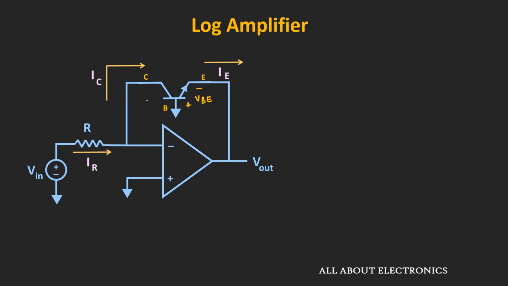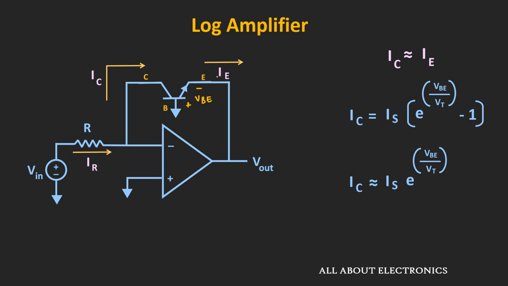Now here in the given circuit, as this base emitter junction is acting like a diode, so we can write the relationship between this VBE and the IE in a similar fashion that we have written for the diode. And here, as this collector current is approximately equal to this emitter current, so we can write the relationship as IC is equal to IS times e to the power of VBE divided by this thermal voltage Vt minus 1. Approximately we can write this expression as IS times e to the power of VBE divided by Vt, because this exponential term is much larger than 1.